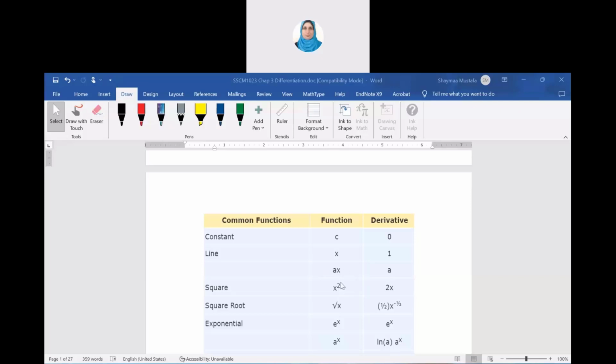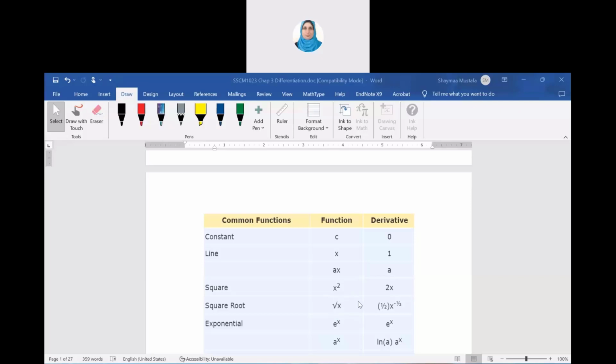This is if I have x. Okay, if I have x squared, then I have a power here. So this power will become a multiplication. So instead of x squared, I will have 2x. And the power here will be decreased by 1. 2 minus 1 is 1, so the power of x here will become 1. So the power will become a constant, and the 2 will be decreased by 1. So the derivative for x squared is 2x.